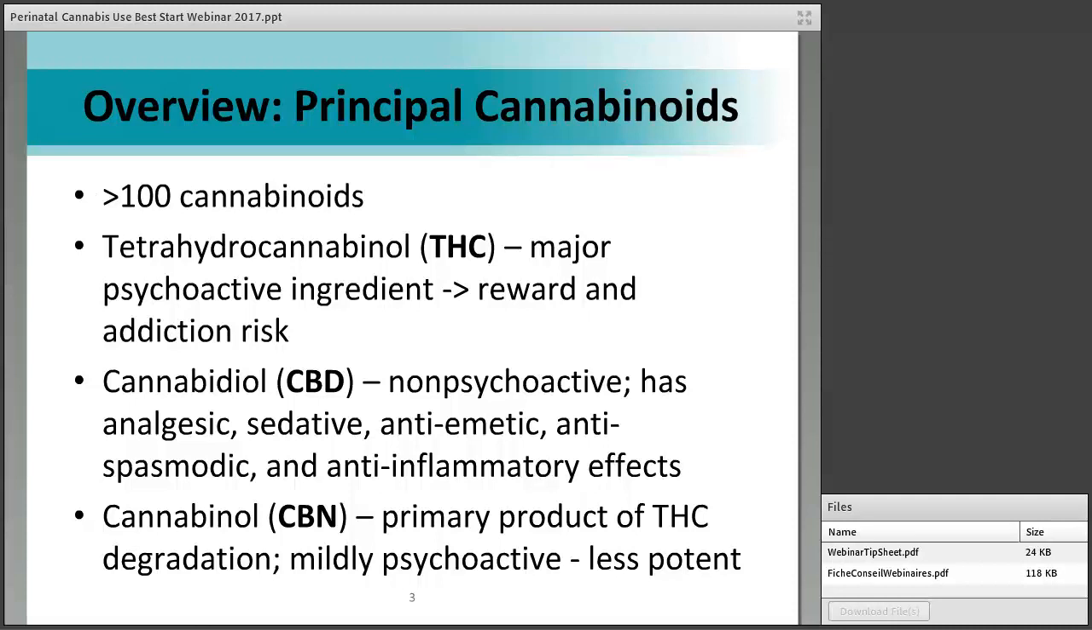Cannabidiol, or CBD, is the non-psychoactive ingredient, and this has some medical properties, and sometimes when people are using, for example, medical marijuana, they'd be using a strain that has CBD predominantly. CBN, cannabinol, is actually the primary product of THC breaking down, and THC is more likely to break down while it's in storage or if it's exposed to light and air. CBN actually has less psychoactive effects than THC, which is the parent drug, and it's therefore less potent.